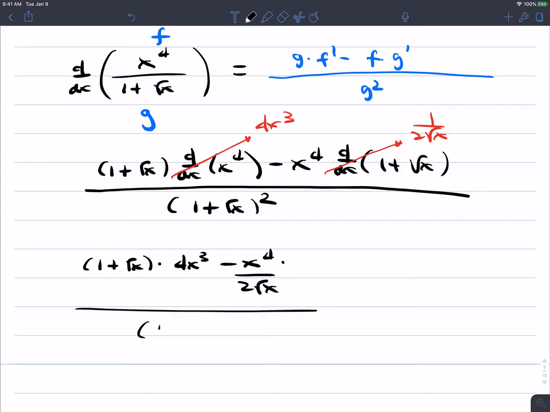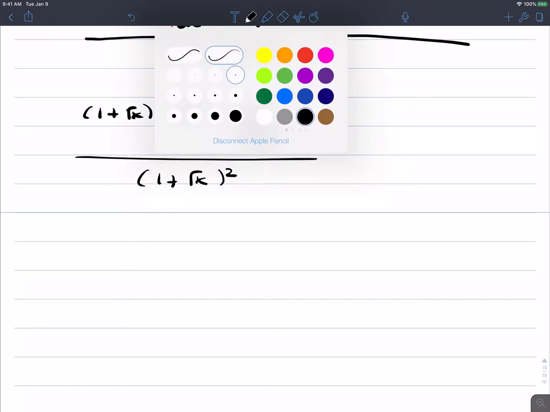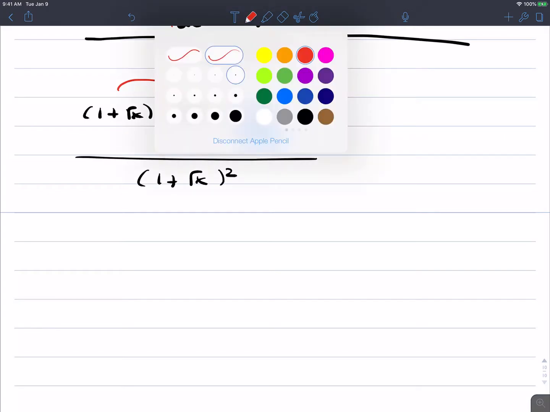Don't forget, 1 plus the square root of x squared. So we're going to have to do some algebra here. So let's take a look at what we'll need to do. Distribute. And over here, we can use properties of exponents. This is what we mean.